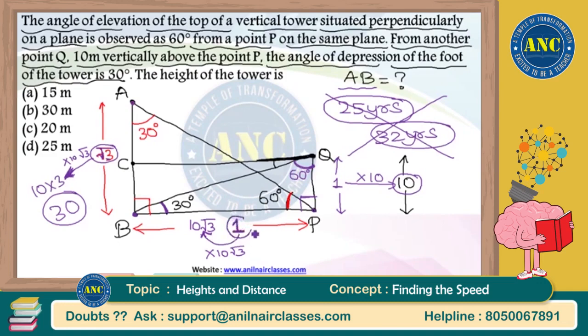This 1 is the value which I got from this triangle ABP. So all the values which I wrote for that same triangle ABP, multiply by this multiplying factor 10 root 3. The other value which I wrote for the triangle is root 3. That also multiply by 10 root 3. 10 root 3 into root 3 is 10 into 3, 30. Answer is 30. Simple way of solving. I hope you are understanding, sir.